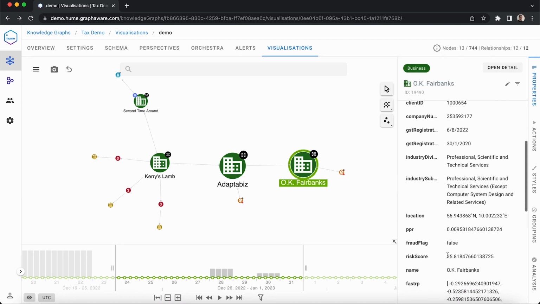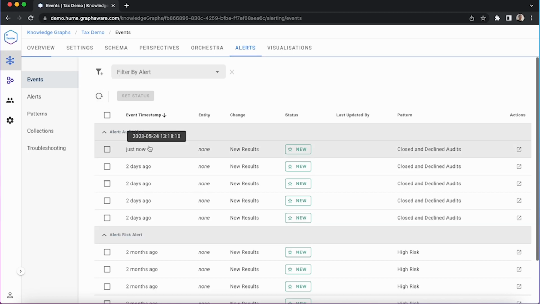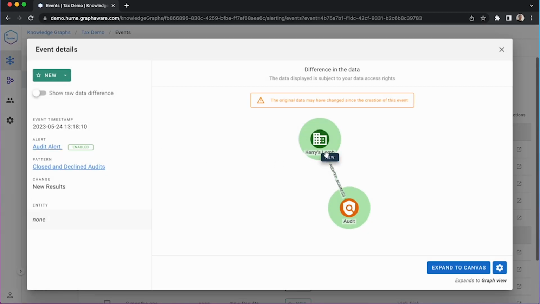Having identified this pattern, we can now create an alert to promptly notify analysts whenever similar patterns emerge in the future and consequently help tax departments save millions of euros from false refunds.